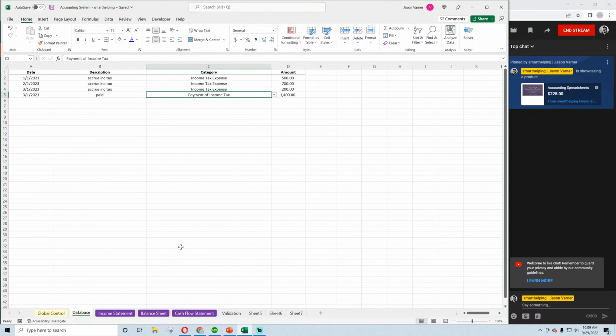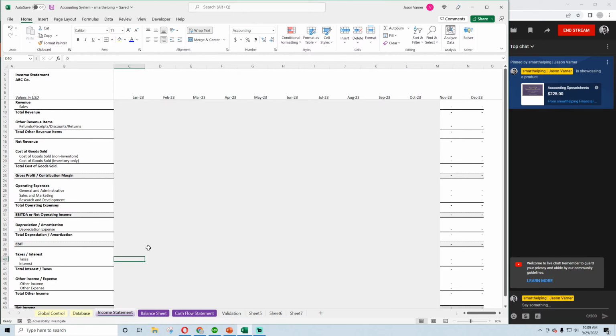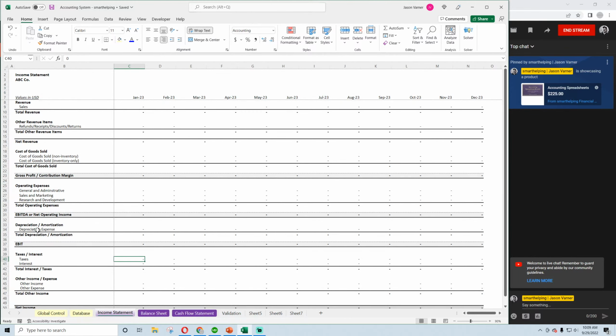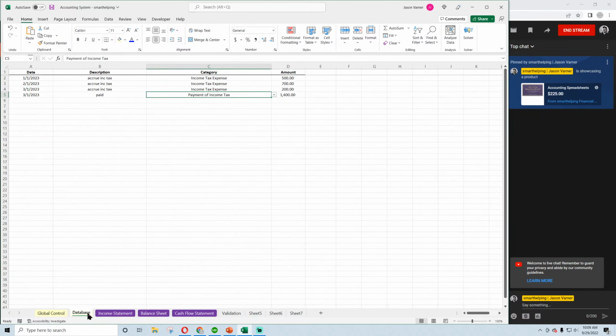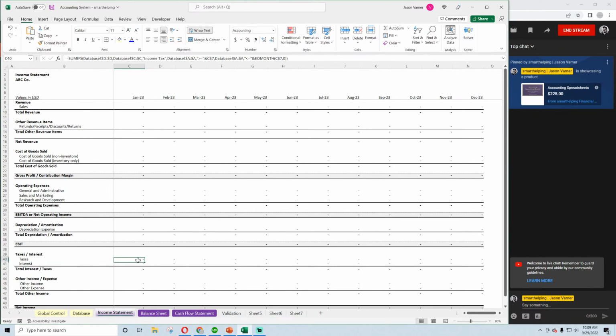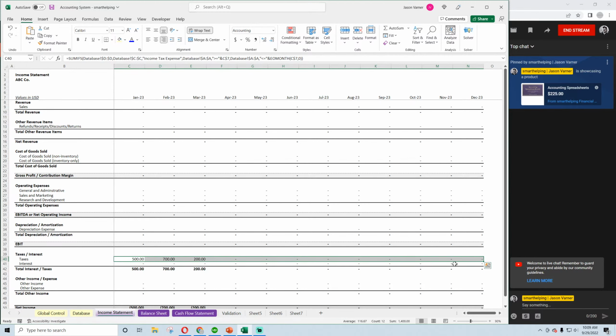So let's code this in with formulas. So we have, where's income taxes? Here, we simply SUMIFS, and I don't want to rewrite this all the way out. We've already got it here. Taxes, and we're summing up anything that says income tax, I believe, income tax expense. Drag this over. So there's the expense.